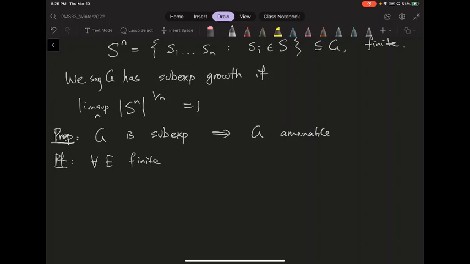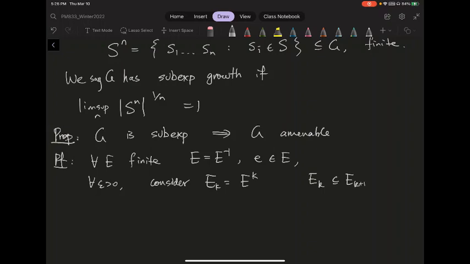Let's just assume that E is symmetric. I can always add inverses to it. So let's assume E is equal to E inverse, and let's assume the identity is also in E. Let's fix every epsilon greater than 0. Let's consider E_k, which is essentially just E raised to the power k. Because your identity is in there, when you multiply by one more thing, you can always choose to multiply by the identity. So automatically you have that your E_k is contained in E_{k+1}.